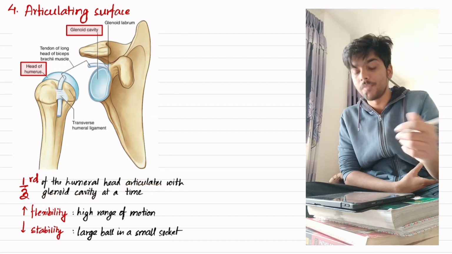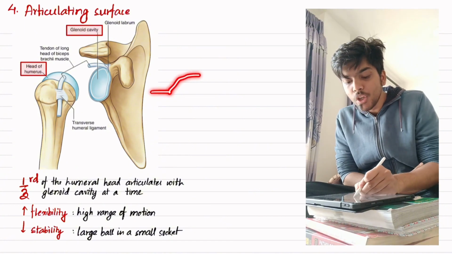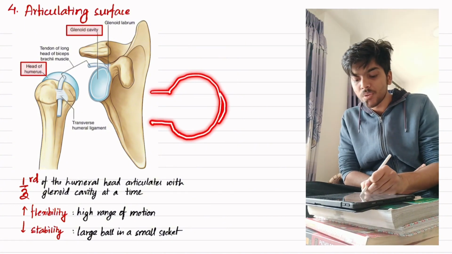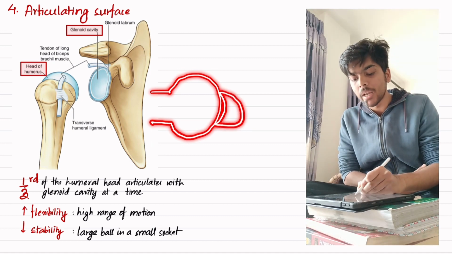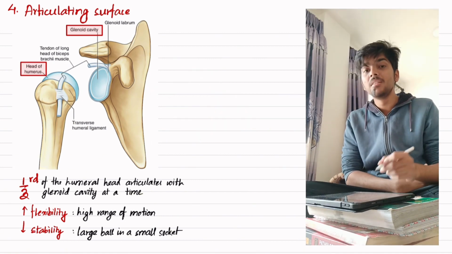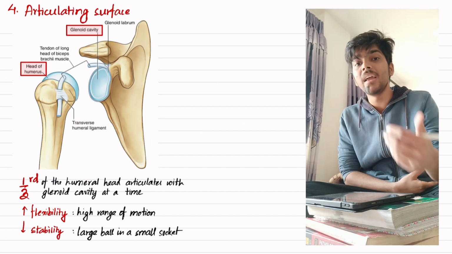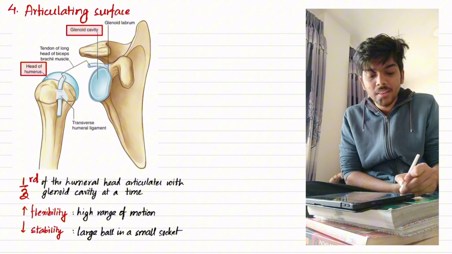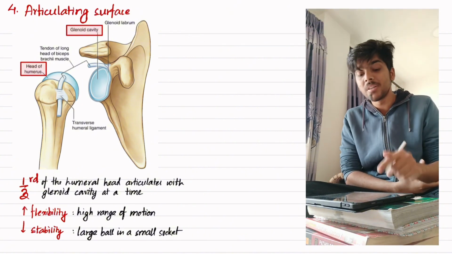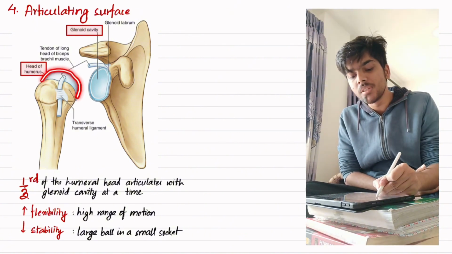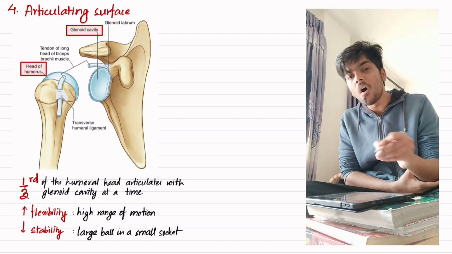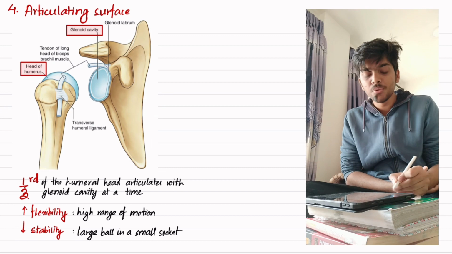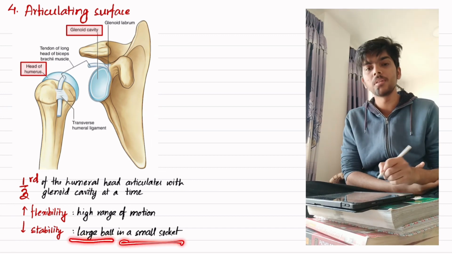What's the consequence of this? So there's a large humeral head, and this large humeral head is actually attached with a much smaller socket. As a result, the head is able to provide a large range of motion. Since there is high range of motion, there is high flexibility. But since the head is so huge and the socket that it is lodged into is so small, the stability is very low because of the large ball in a small socket.